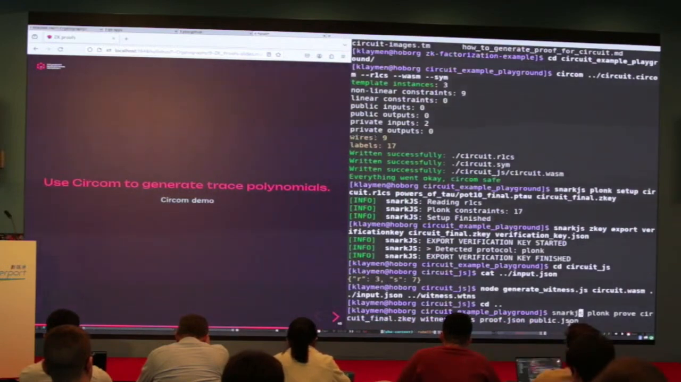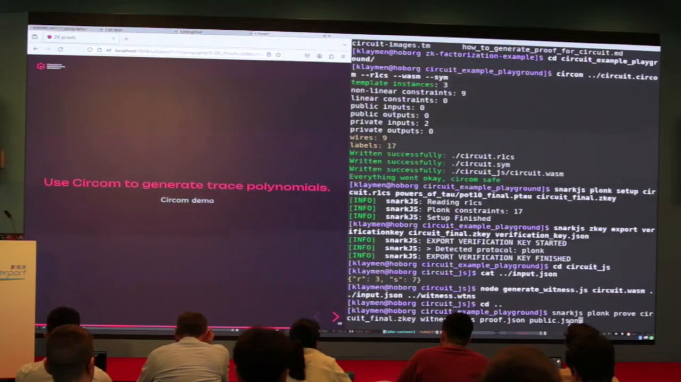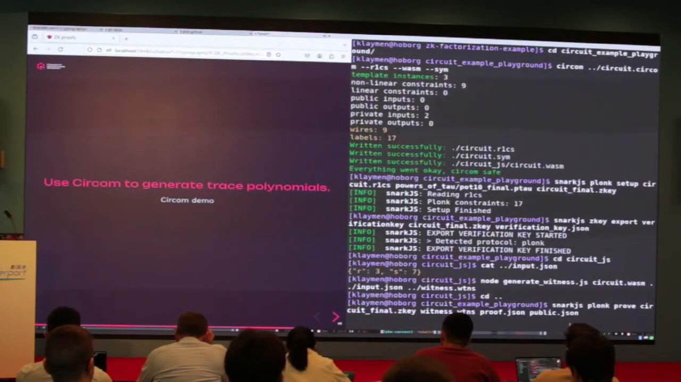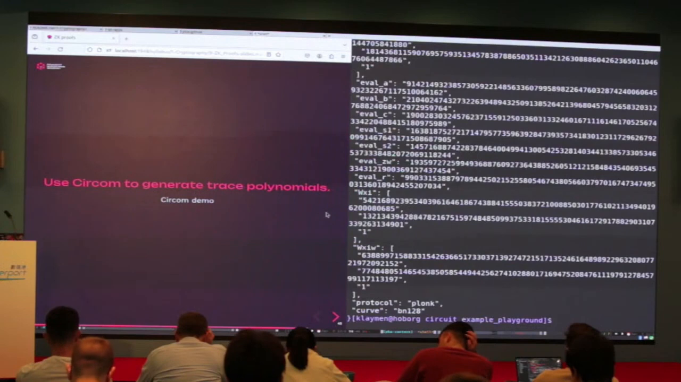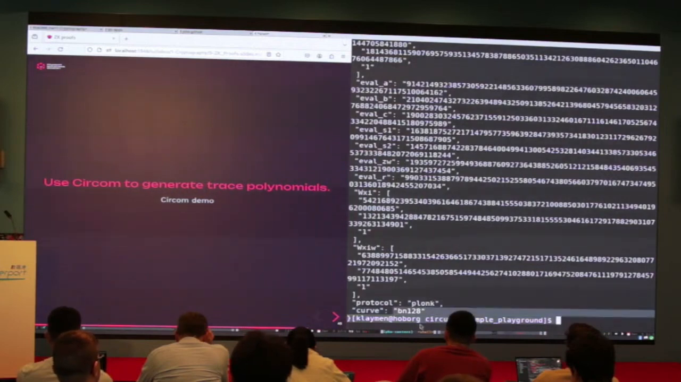So I say use Plonk, prove the circuit using the key and the witnesses that Circom generated for me, and store the proof in proof.json. And public.json is a public output. Our circuit doesn't have a public output, so I won't get anything. If you look at the proof, they are a bunch of points on elliptic curves, basically. And this is the curve they are using, BN128.